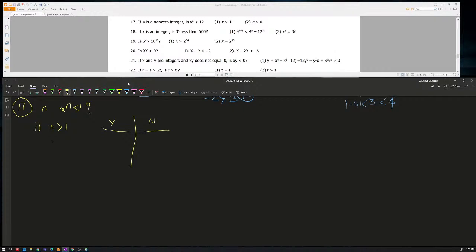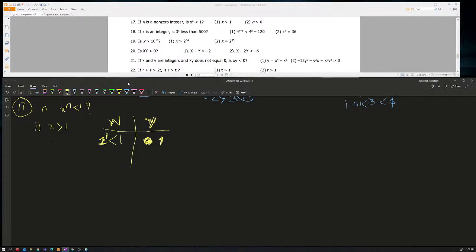It will definitely be less than 1 when x is less than 1, like it is half or something, right? And n is not necessarily positive. It's a non-zero integer, so it could be -1 also. We'll get one yes answer if we take x equal to 1 and n equal to 1. So let's say x is equal to 2, then x power n is not less than 1, and we get a no answer with this. So again I will take x greater than 1.